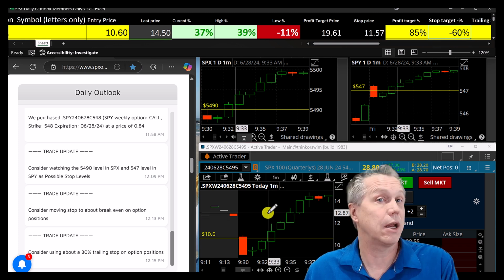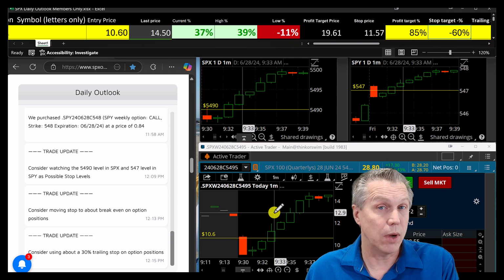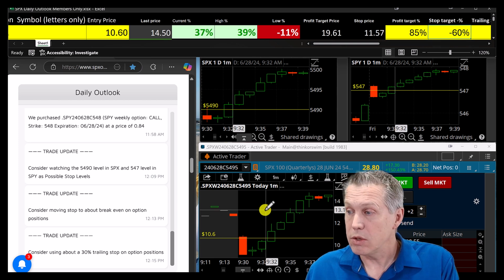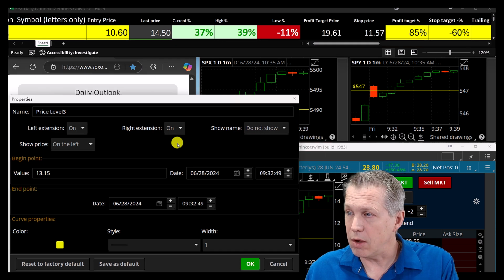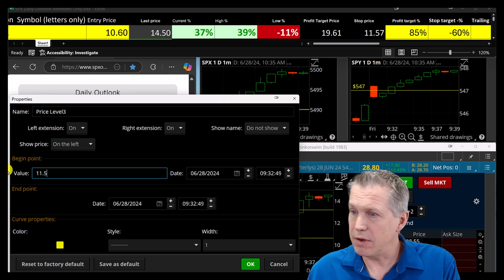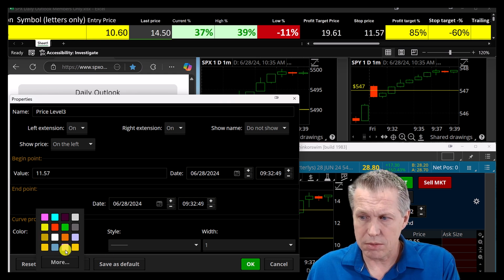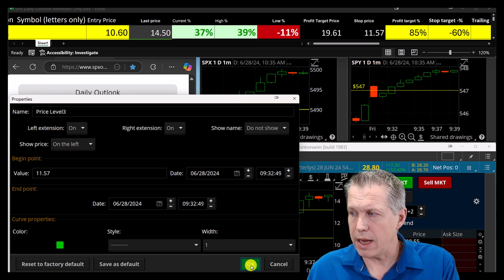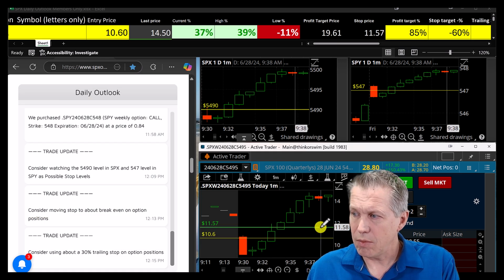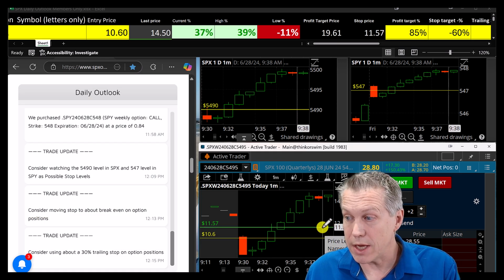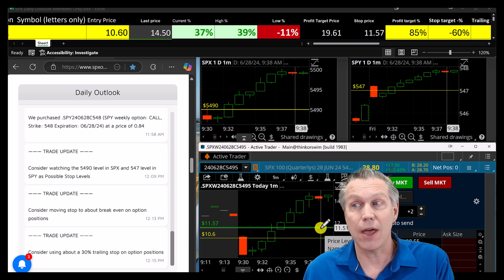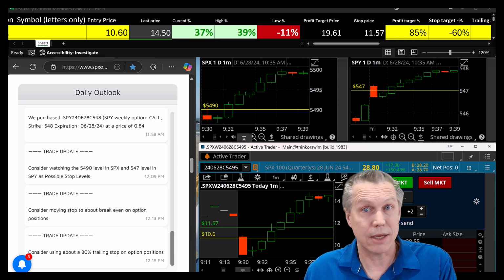Oftentimes drawing a line on a chart can be very helpful if you're willing to do that quickly. So if we were to do that, we would draw a line here and we would say 11.57, and we're going to make it a green line so that's easy to identify right there, meaning that if the option price were to come down there, that would be 30% off the high. We would be looking to exit the trade.